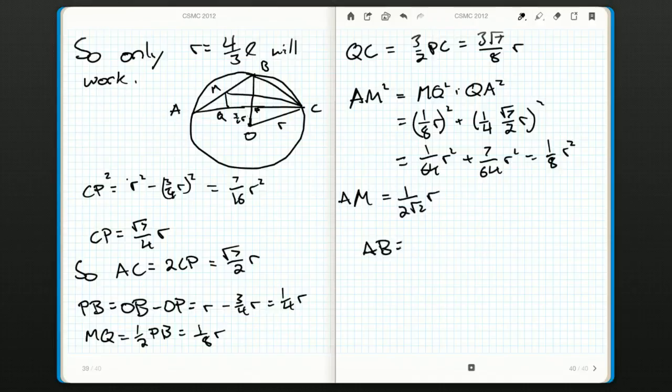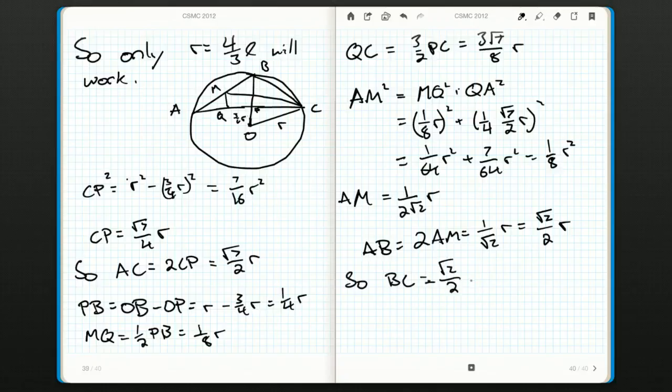And AB is going to be equal to, what do we got here? Twice AM. So that's going to be 1 over root 2 R. Or if you'd like to have a rational denominator, root 2 over 2 R. So we have root 7 over 2 R, and we have root 2 over 2 R. We know that AB is equal to BC. So BC is root 2 over 2 R as well.